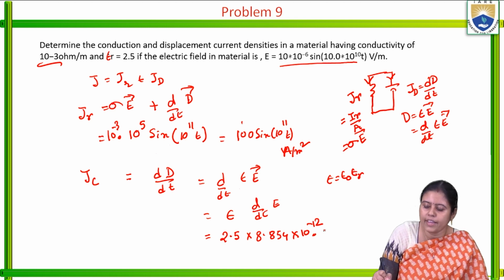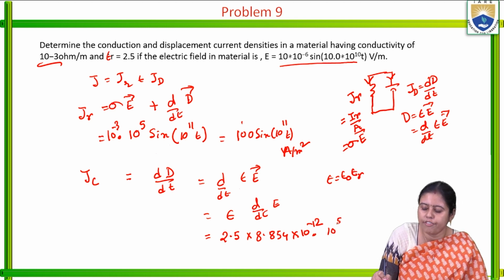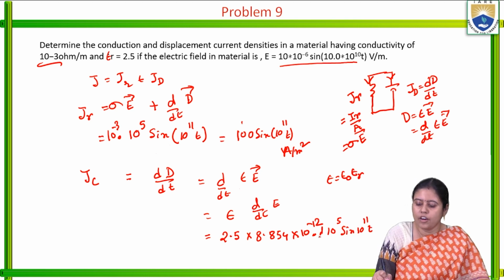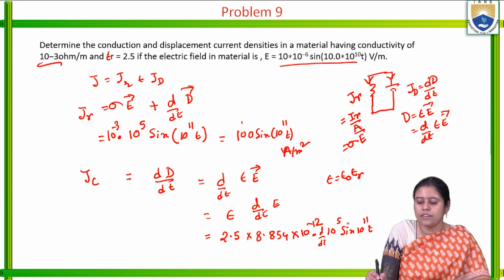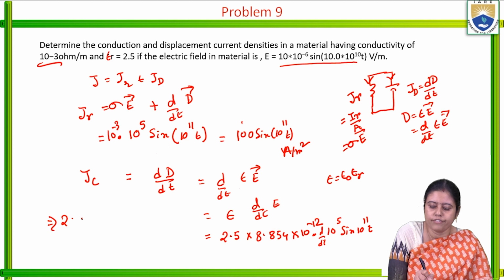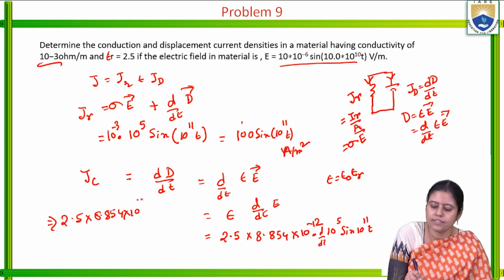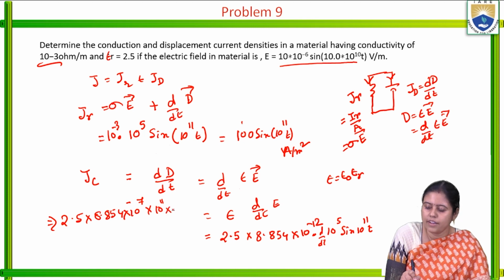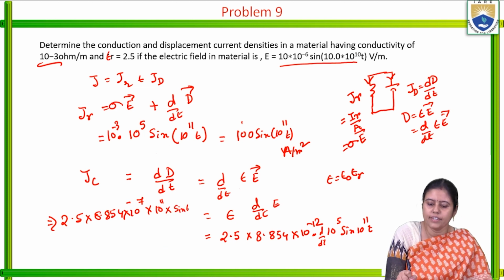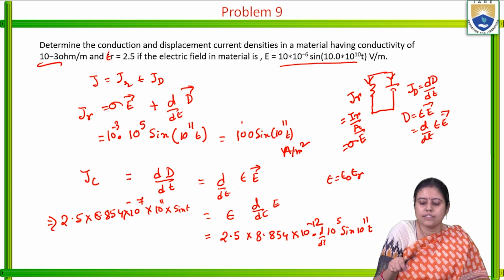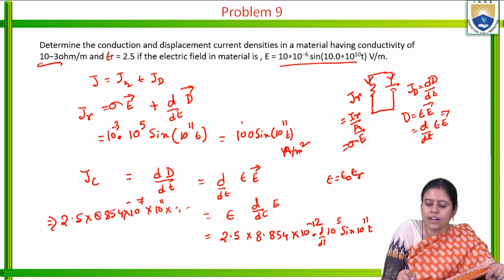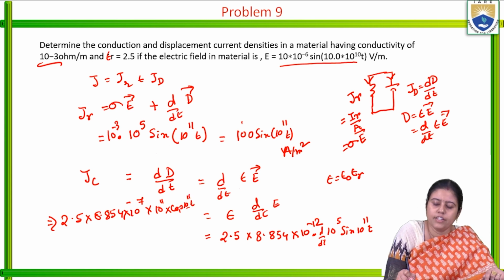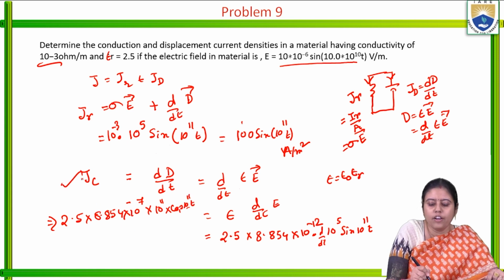What is the value of the E? E value is 10 to the power 5 sin 10 to the power 11 t. So d by dt, again 10 to the power 5 is constant, so we can write here 2.5 into 8.854 into 10 to the power minus 12 into 10 to the power 5 into 10 to the power 11 into sin t. And if we solve this, this is cos, this is not sin, it will come cos 10 to the power 11 t. And if we solve this, we will get the value of the JC.